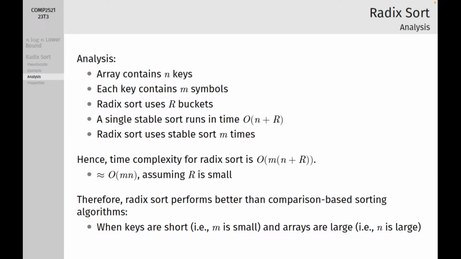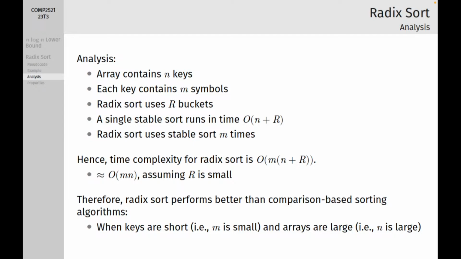Okay, so what does this mean? Well, radix sort will perform better than comparison-based sorting algorithms when the keys are short, which is when m is small, right, and arrays are large, right? That's because what's the best that you can do with comparison-based sorting algorithms? It's n log n, right? So if we know that m is going to be smaller than log n, then comparison-based sorting algorithms may perform better.